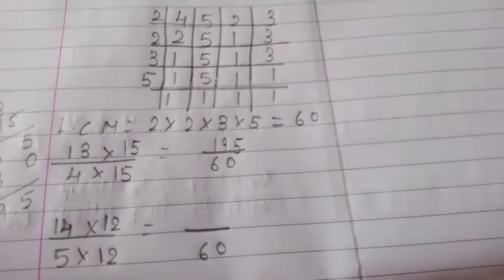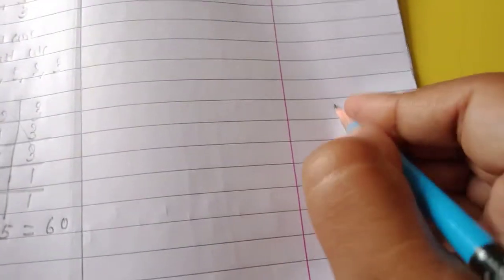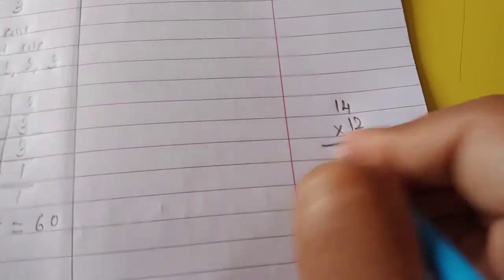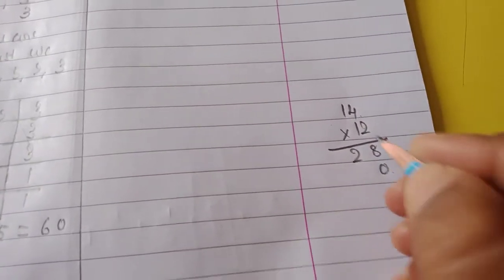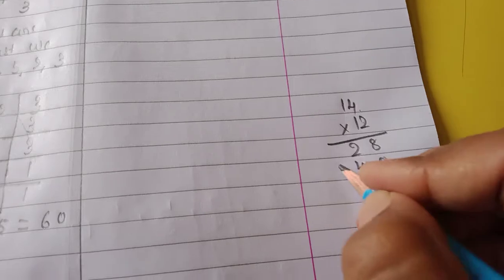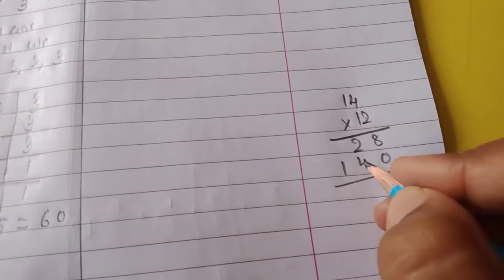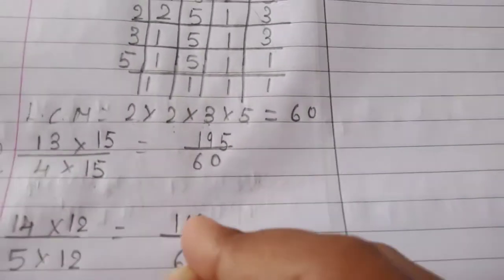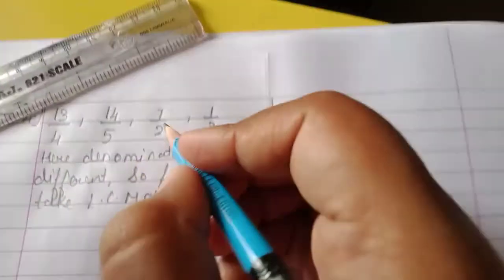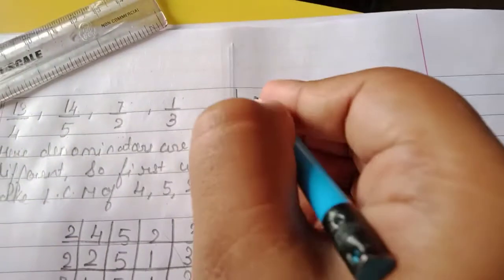So 14 12s are, we will multiply and see. 2 4s are 8, 2 1s are 2, 1 0 we will add. So 1 4s are 4, 1 1s are 1. 2 plus 4 is 6, then 1. 168. Now the next fraction is 7 upon 2.